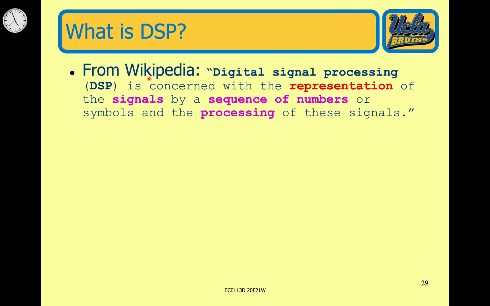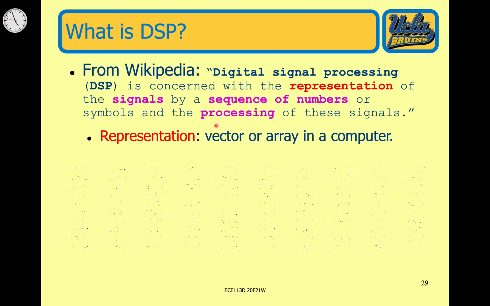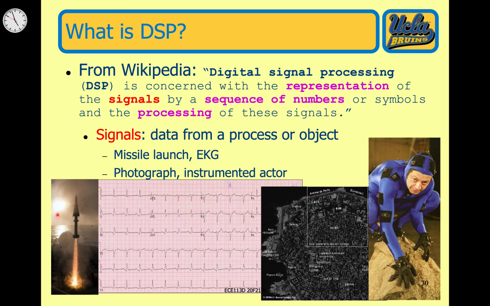So what is DSP? It's concerned with representing signals by a sequence of numbers and the processing of those signals. So you can have a vector, an array, you can be taking telemetry data from a missile. This is an EKG. Here's some image processing here. I forget what the guy's name was that played Gollum. Anyway, he's instrumented with all of these sensors. A lot of signal processing going on there as well.